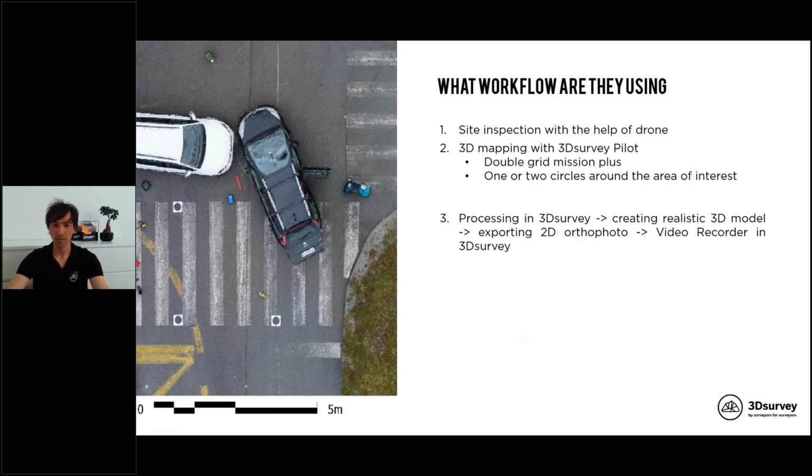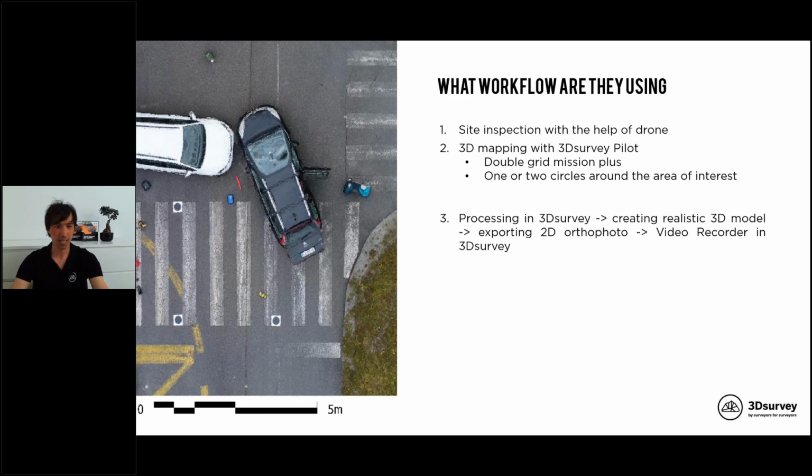When I asked them what workflow they currently use with photogrammetry and 3D survey, they described it to me. First, they do a site inspection with the help of a drone. Already real-time video helps them inspect what's happening on the field. Then the second step is they do 3D mapping with 3D Survey Pilot. As you probably already know, we also have Android and iOS platforms for mission planning for most DJI drones. We taught them how to use it, and they usually do a double grid mission plus one or two circles around the area of interest, because this definitely gives you the nicest and most accurate 3D model, and after it you can extract any 2D or 3D information you like.